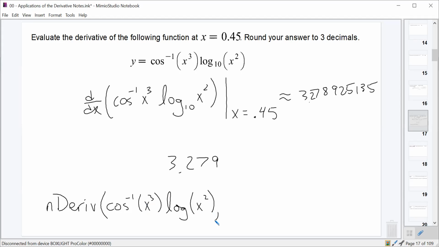Put a comma, and you can find the comma, I believe it's above the 7. And then we'll type in x, and then another comma, and then we'll type in the value that we're looking for, 0.45. And we'll close our parentheses, hit enter, and you'll get this exact same value.